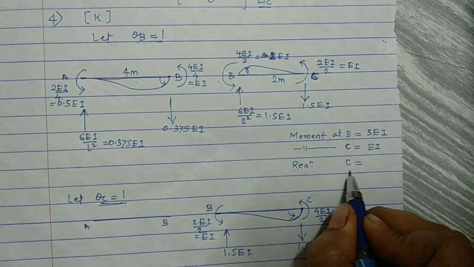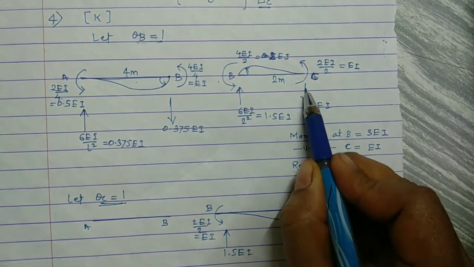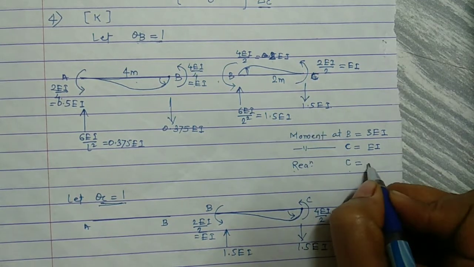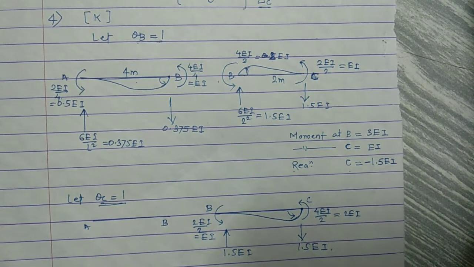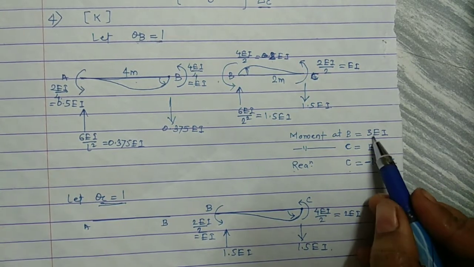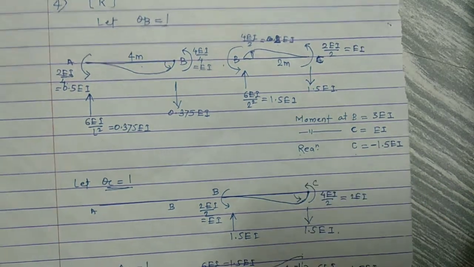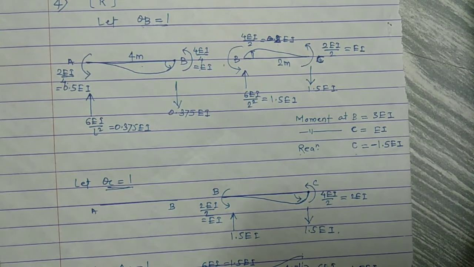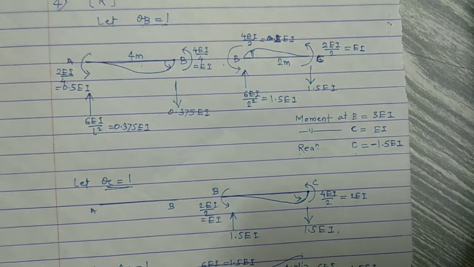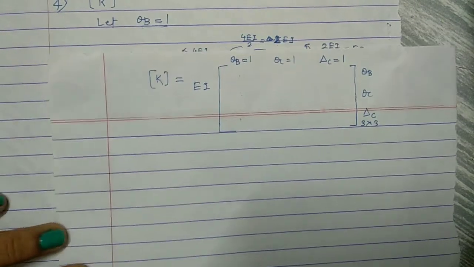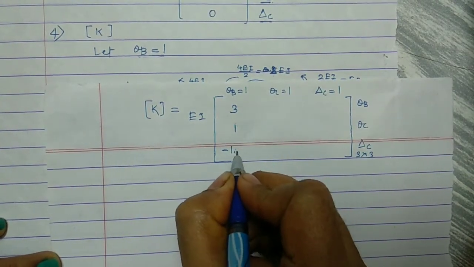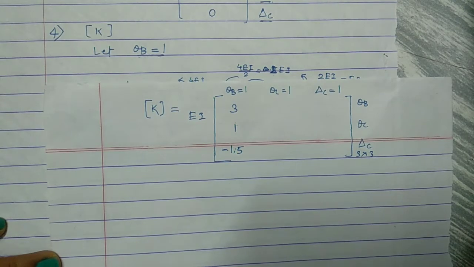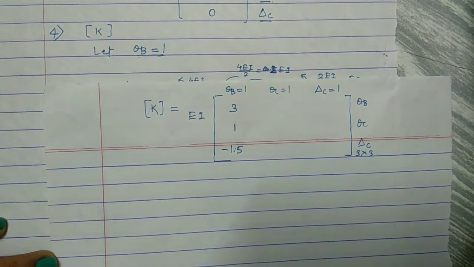And third, reaction at C, this is downward, so minus 1.5 EI. Okay, so 3, 1 and minus 1.5. That we have to write in the first column of this matrix. So write here 3, 1, minus 1.5. Okay, so this way the first column is completed.